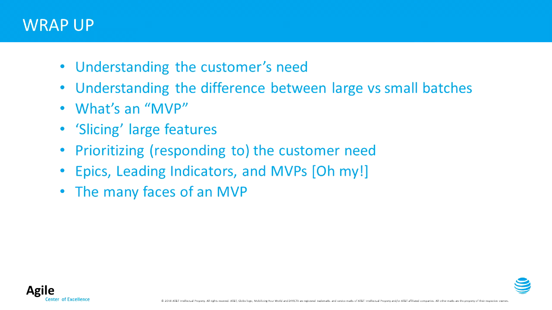You can lead product management through deconstructing large features into discrete vertical slices of functionality that are more easily defined and delivered. Objectively prioritize the customer's or client's need, and clearly articulate the relationship between epics, leading indicators, and MVPs in a SAFe or scaled Agile framework context. And recognize that there is no one way in defining an MVP, because it depends on the business objective or hypothesis that you're solving for.